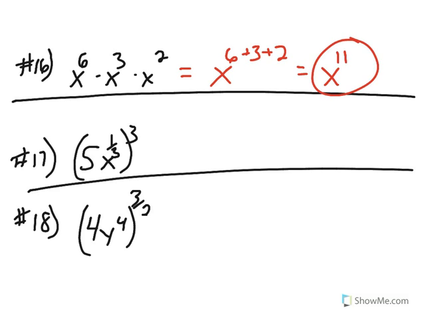Number 17, we have the power of a product property. So the exponent gets applied to each factor, not each term. There's only one term here. 5 cubed is 5 times 5 times 5. X to the 1/3 to the 3rd would then just be x. 1/3 times 3 is 1.